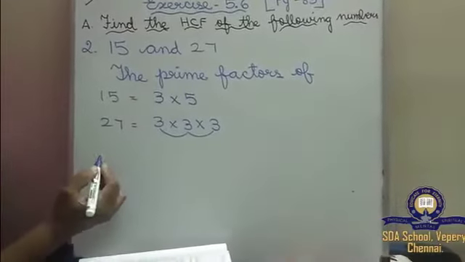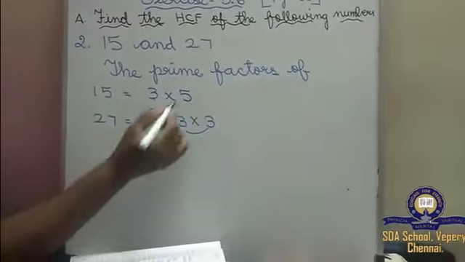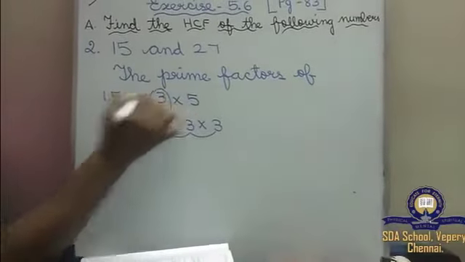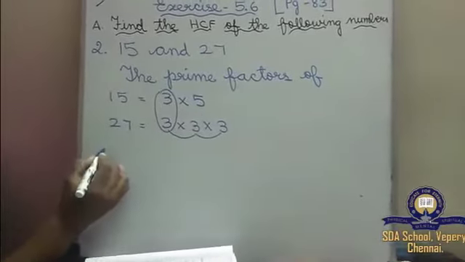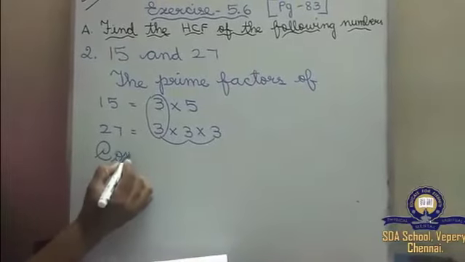So the common factor is what? 3 only. The common factor is 3. Only 3 is there. Isn't it, children? The common factor is 3.